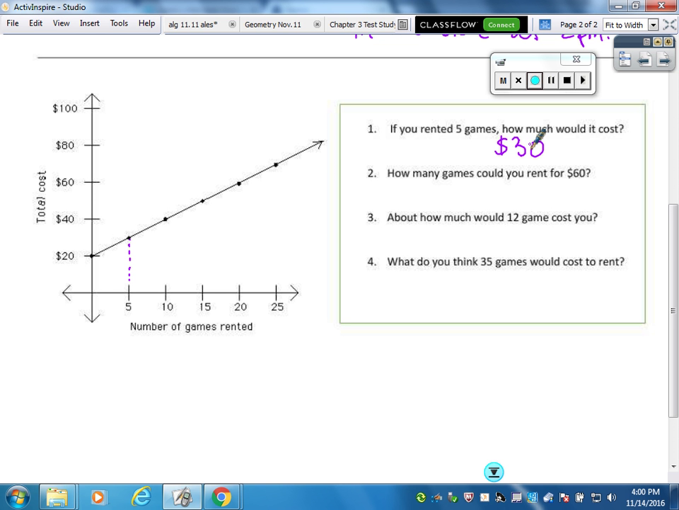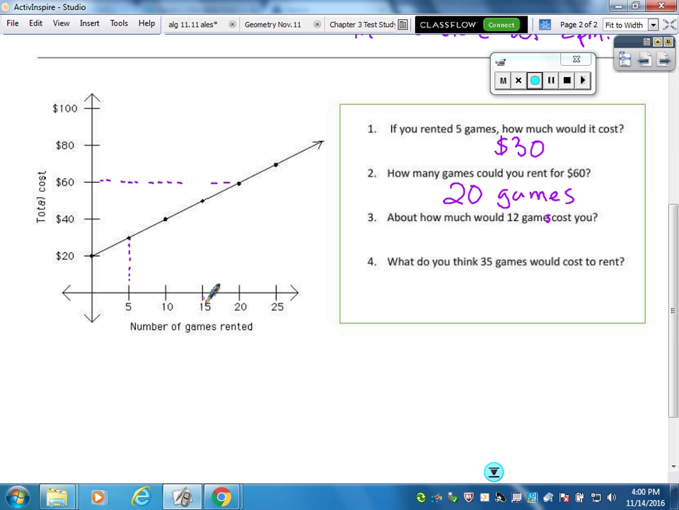How many games could you rent for 60 bucks? So now I want to look on this axis, 60 bucks, and see how that lines up. So there's my point that I'm looking at, so that would have been 20 games. All right, now this is an estimation one. About how much would 12 games, sorry, there's a typo, would 12 games cost you?